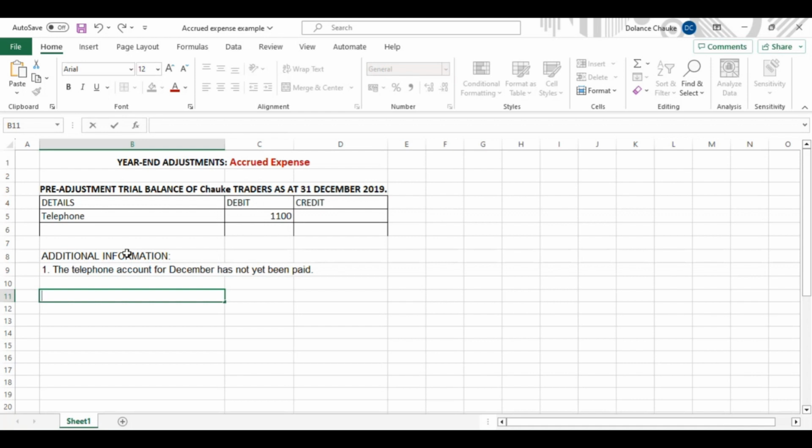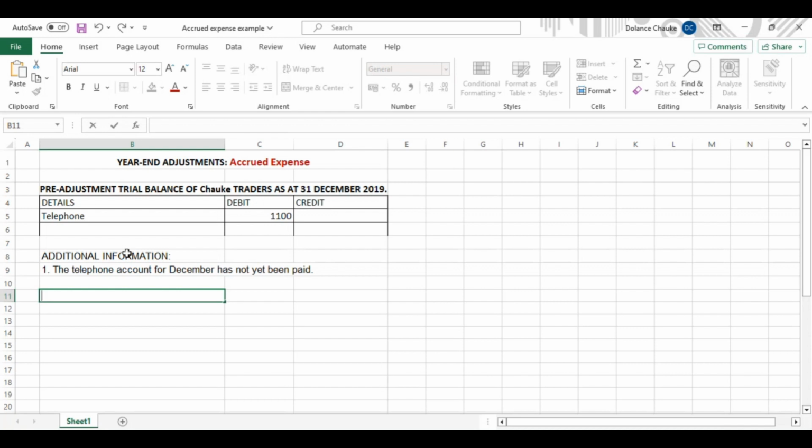So here we are given the pre-adjustment trial balance of Childcare Traders as at 31st December 2019, okay? And the expenditure that we're going to deal with today is telephone, right? We are given an amount of 1,100, okay? As I explained from the get-go, accrued expense means an amount of a particular expenditure that still needs to be paid or that is still outstanding, right? So now let's see, how do we deal with this transaction?